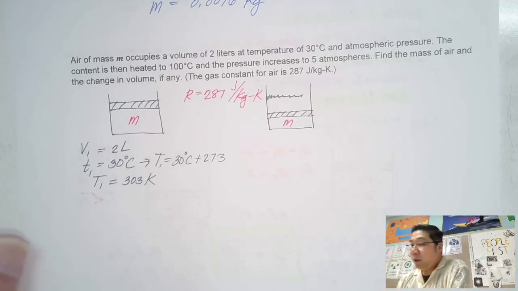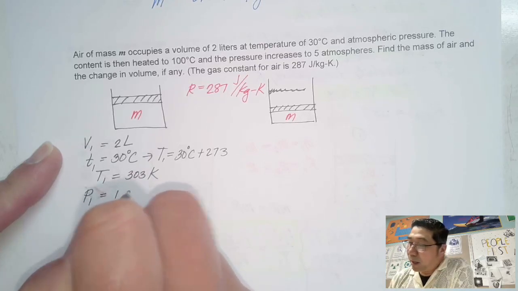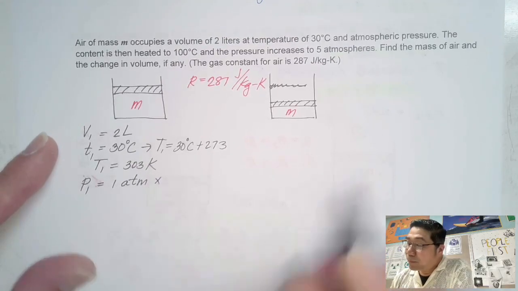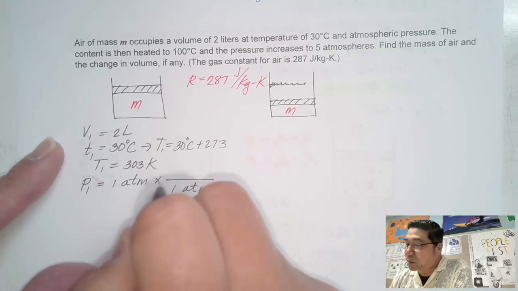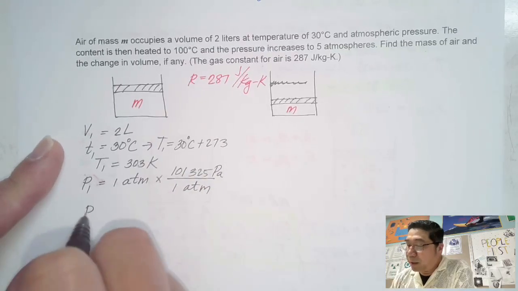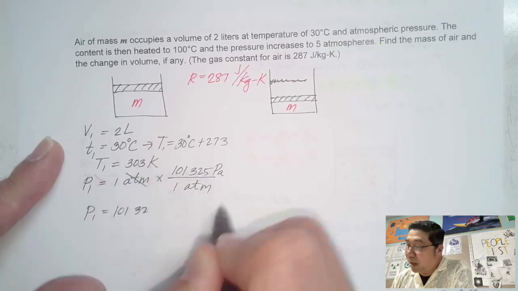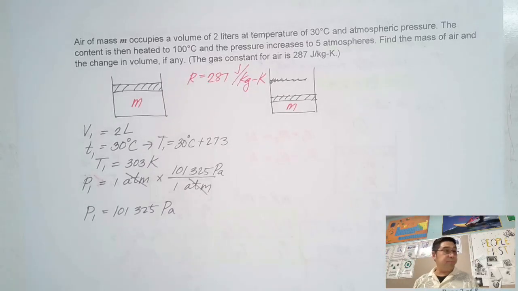And then the pressure is how many atmospheres? 1 atmosphere. And then we have to change it to Pascal. So how many Pascals is 1 atmosphere? 101,325 Pascals. So P1 is equivalent to 101,325 because atmosphere cancels out, leaving Pascals. Okay, here we go. So that's for the first condition.